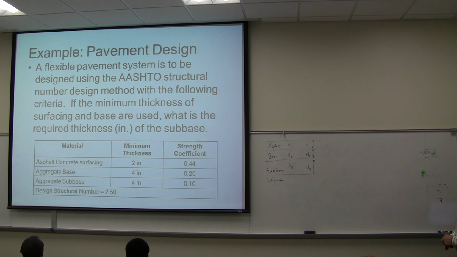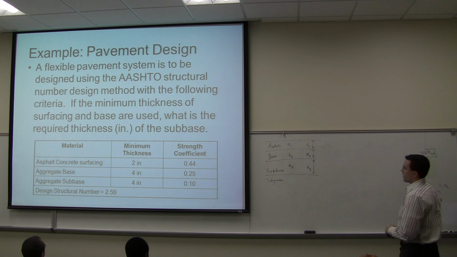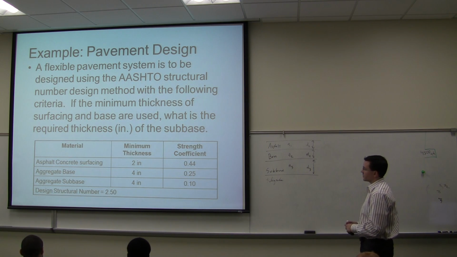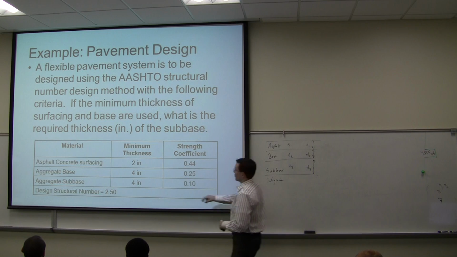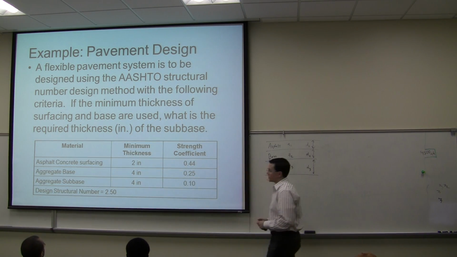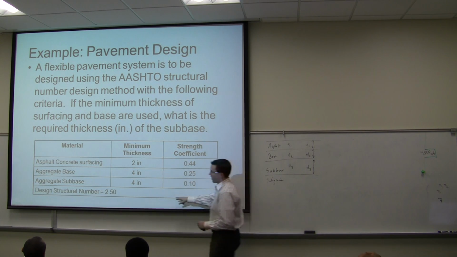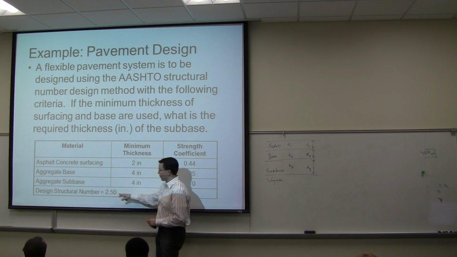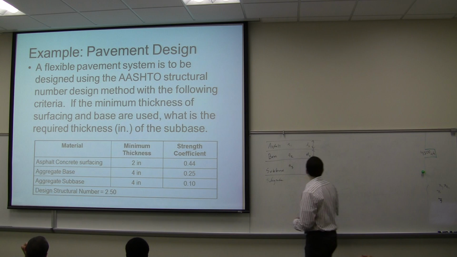So a flexible pavement system, hey, it's been a year since I looked at this. Flexible pavement systems are designed using the AASHTO structural number design method with the following criteria. If the minimum thickness of the surface and base are used, what is the required thickness of the subbase? So we're going to stick with the minimum here, and we're going to solve for what this needs to be in order to provide the design structural number. So this is for the overall pavement depth.